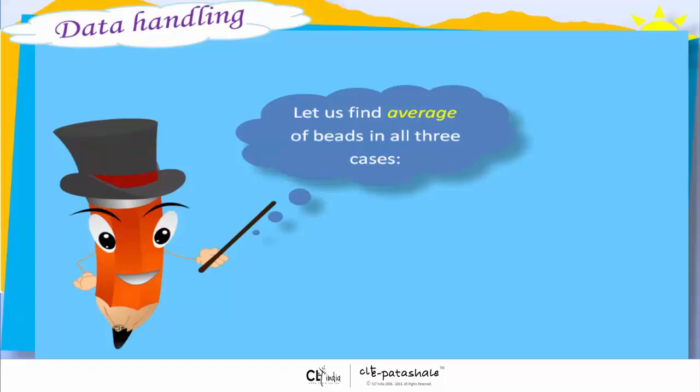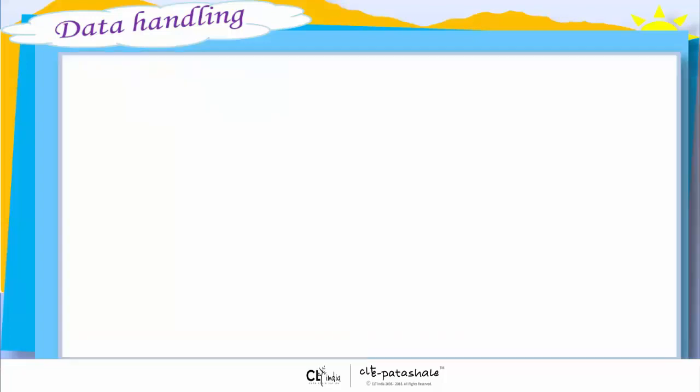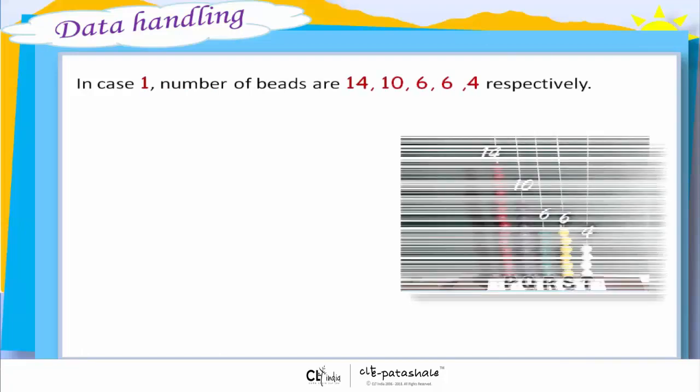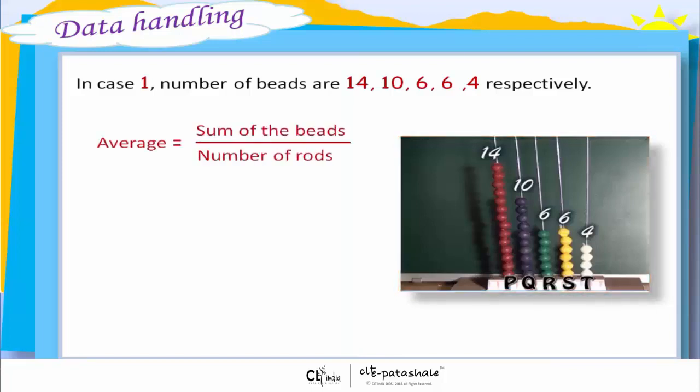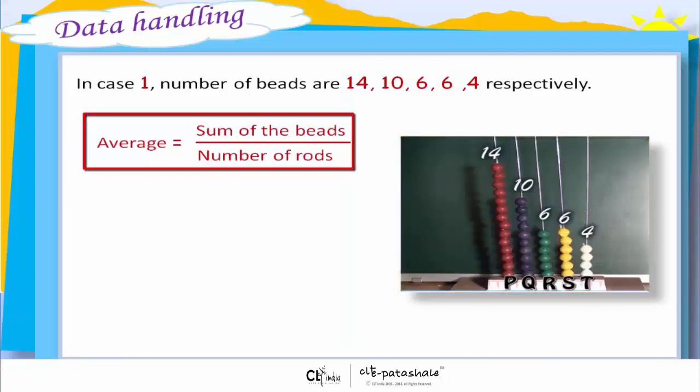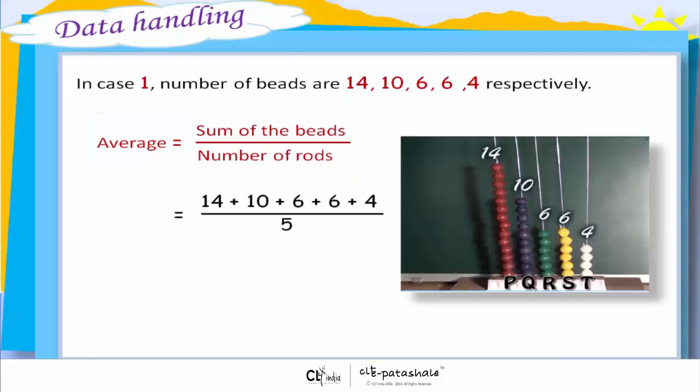Let us find the average of beads in all three cases. In case 1, the number of beads are 14, 10, 6, 6, 4 respectively. So the average is equal to the sum of the beads divided by the number of rods, which is 14 plus 10 plus 6 plus 6 plus 4 whole divided by 5, which gives 40 by 5, which is equal to 8.